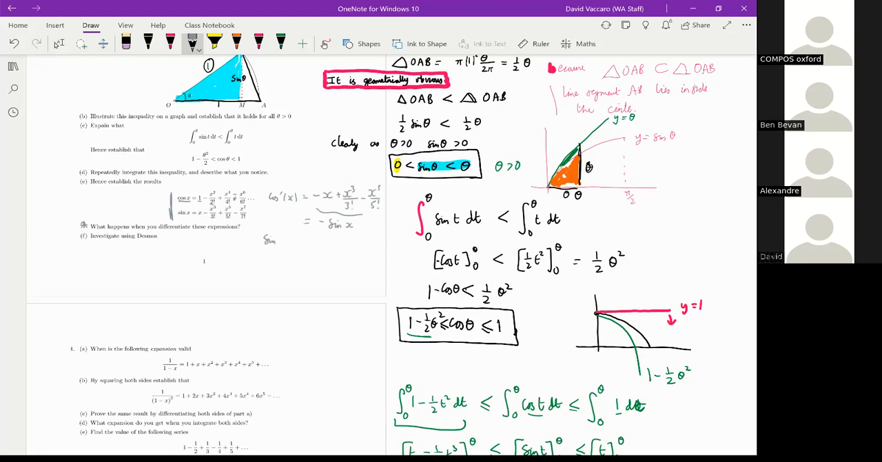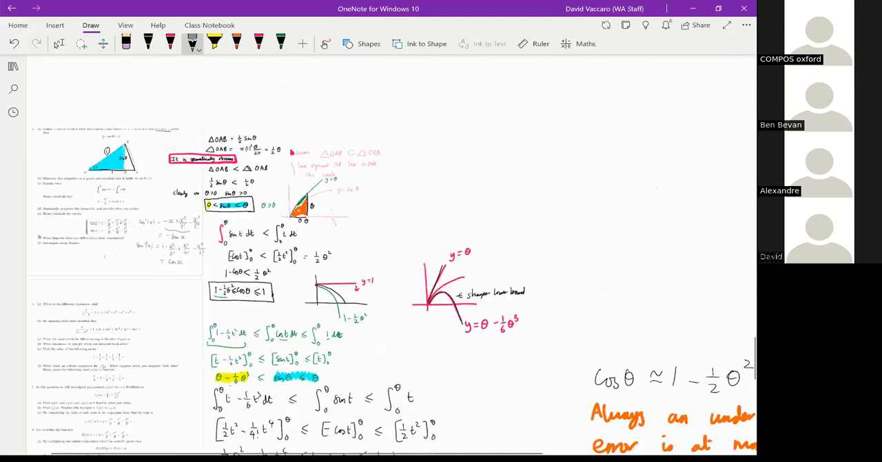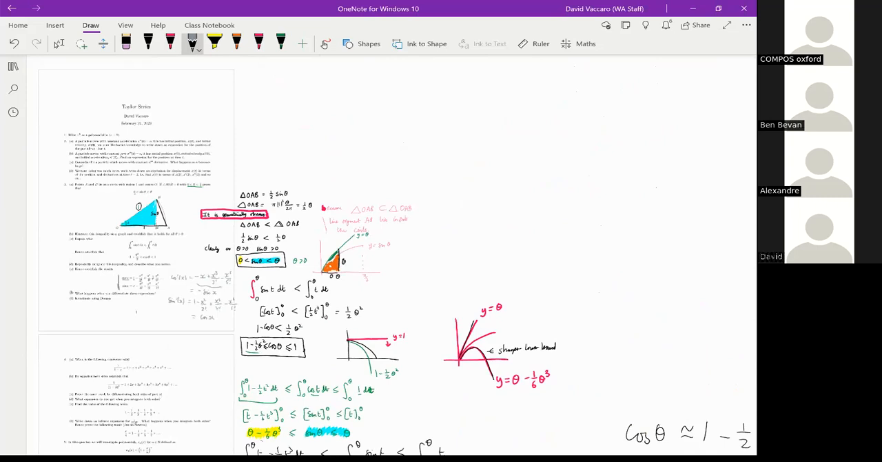And if we differentiate the expression for sine x, we just get 1 minus x squared over 2 factorial plus x to the 4 over 4 factorial minus x to the 6 over 6 factorial. And that just gives me the Taylor expansion for cos x, which is exactly what I would have hoped for. Okay, so this question was a little bit of a novelty. So this is Taylor expansions from integration.